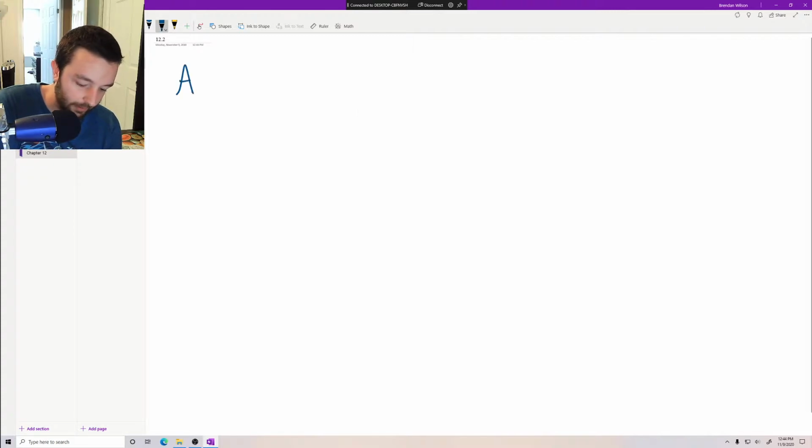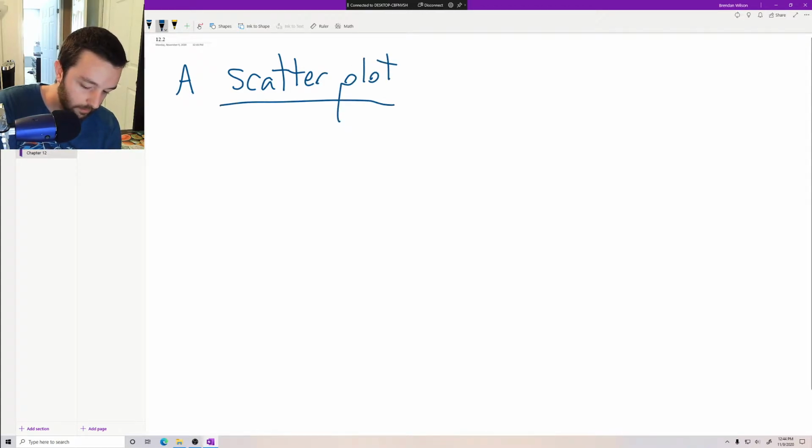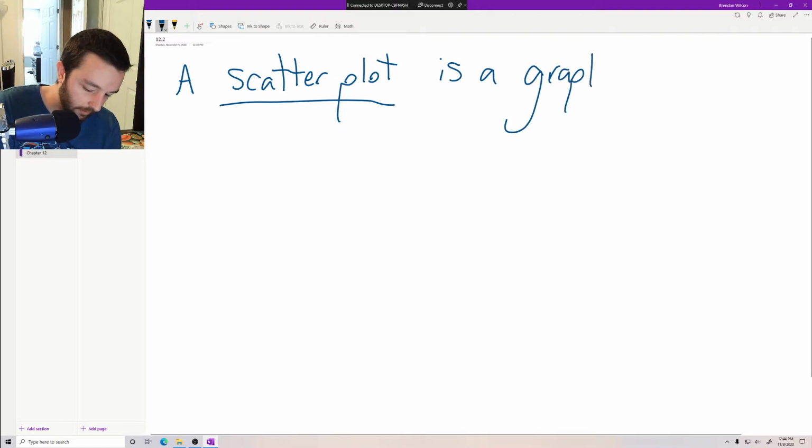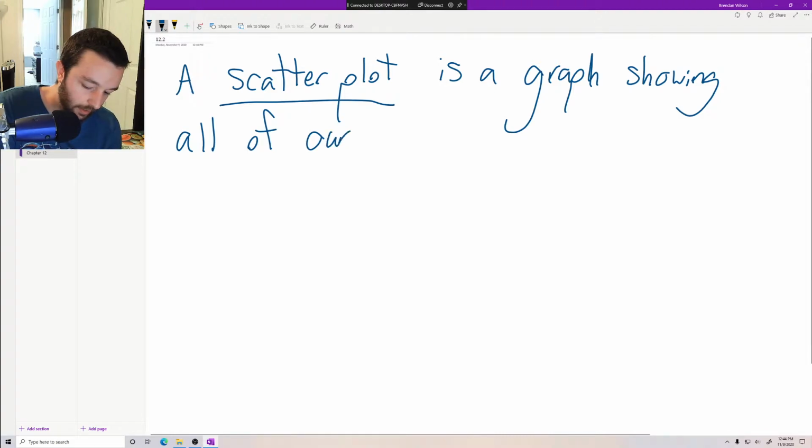So a scatter plot is a graph showing all of our data points.